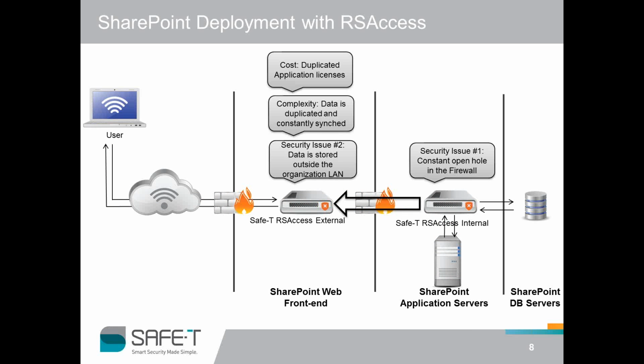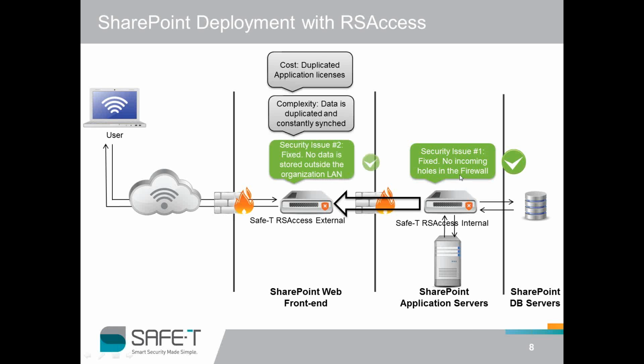So let's look back at the challenges that we've identified, and let's see how RSAccess helps us overcome those challenges. The first security issue that we identified is that there is a constant incoming hole in the firewall. Now with RSAccess, when the communication is done only from the internal RSAccess to the external RSAccess, we don't have such a security issue. So this has been fixed. No incoming hole in the firewall.